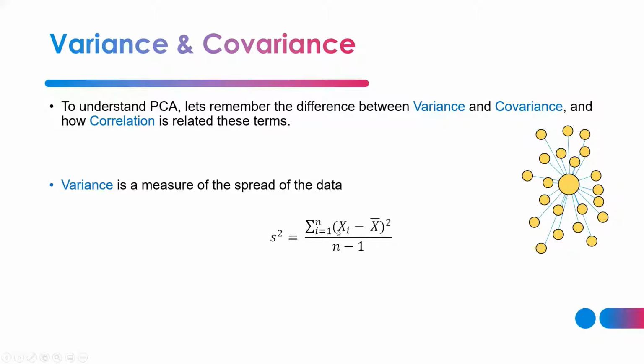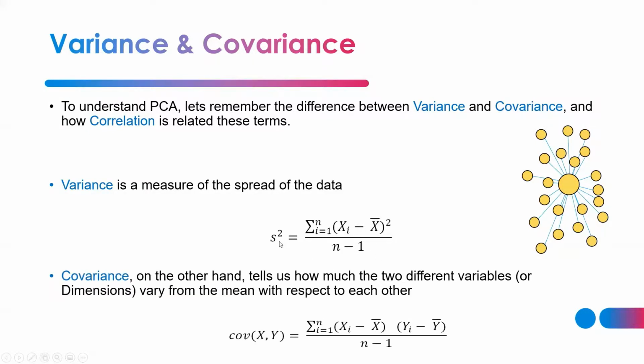So variance is the summation of these distances divided by n minus 1, and we usually denote that as s squared. When you have more than one variable, like x and y, the measure becomes a covariance rather than variance only. Variance is applied within one dimension. Between two dimensions, you need covariance.